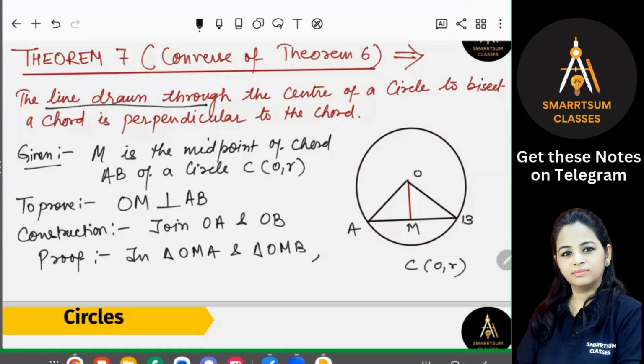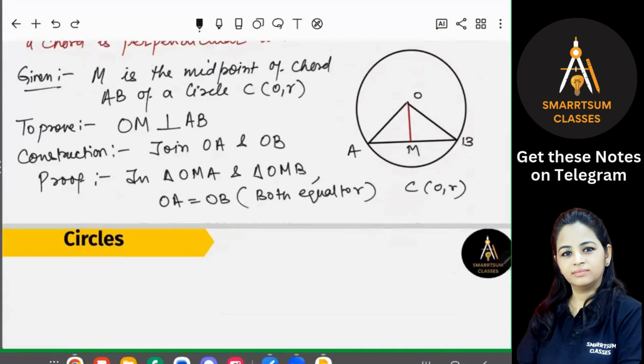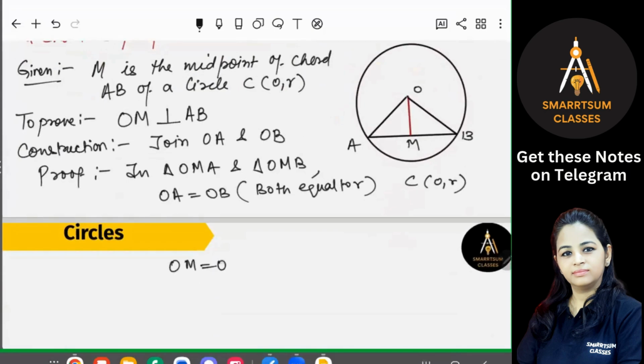In these two triangles, OA is equal to OB. This is the same as earlier. Both are the radius of the circle, both equal to R. Now OM, this side of the triangle, is common to both triangles. It is common to OMA and OMB both. So we can write that OM is equal to OM, this is common.